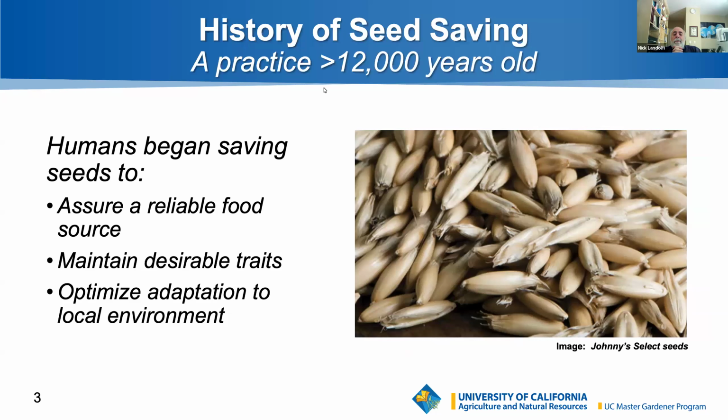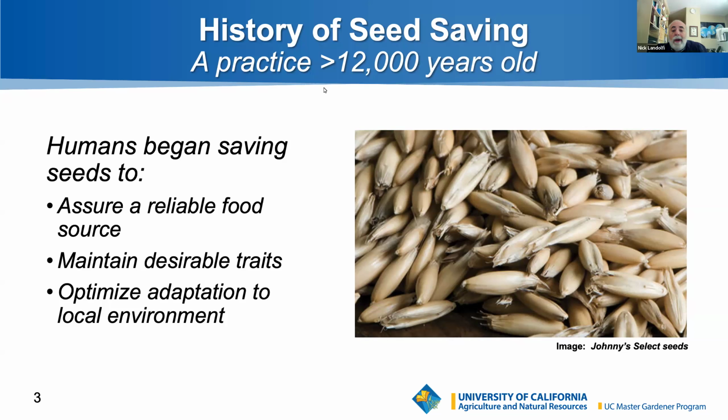It is believed that humans appreciated the value of seeds over 12,000 years ago and began saving seeds for three main reasons. Number one, to assure a reliable food source. Foraging and hunting for food was tedious and unpredictable. Being able to plant seeds and harvest in a specific location was the opposite. Number two, they wanted to maintain desirable traits.